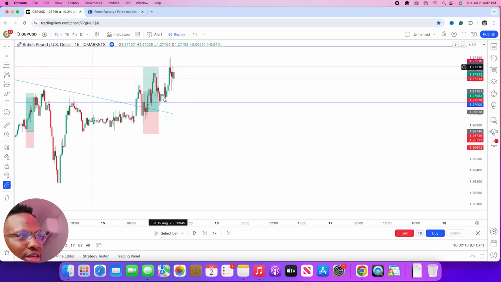You see the way it came down again. Upon coming down from here, boom, another entry here again. You see, that's basically how it happened.